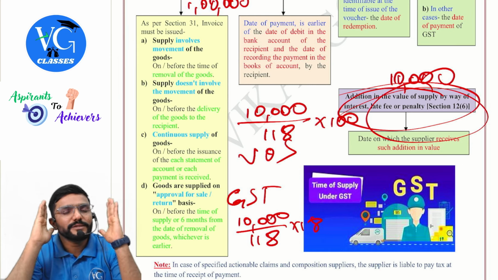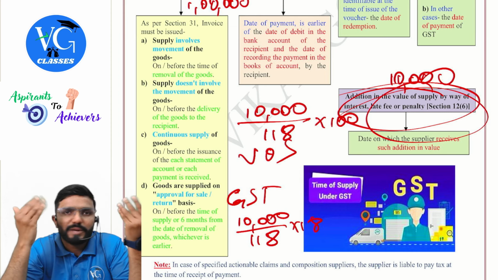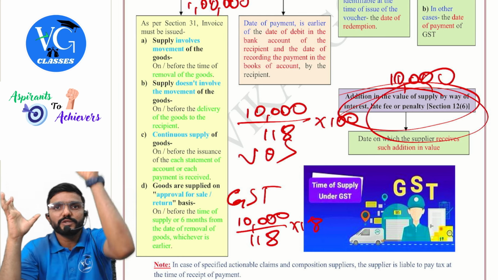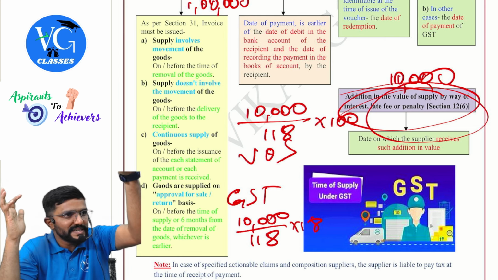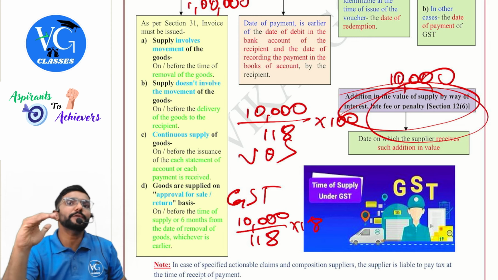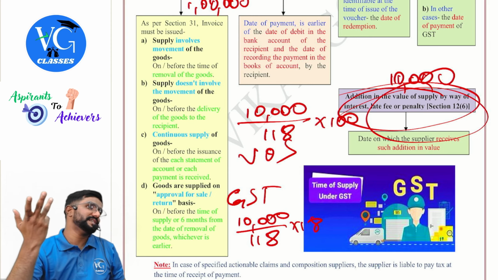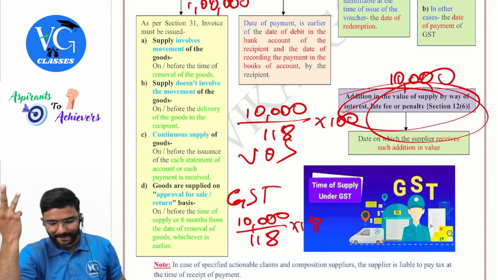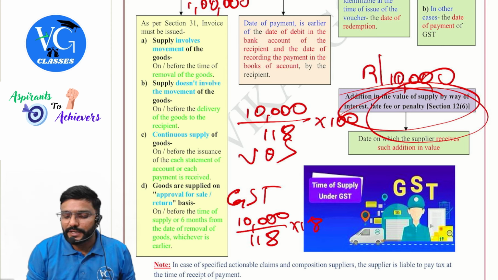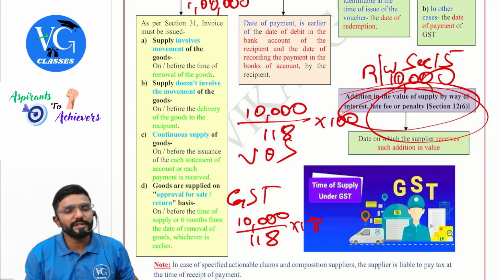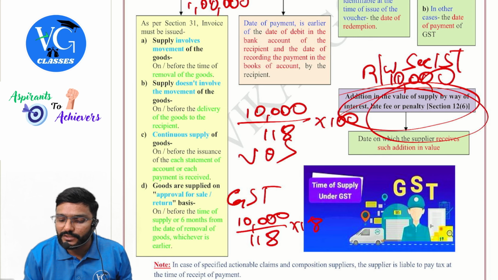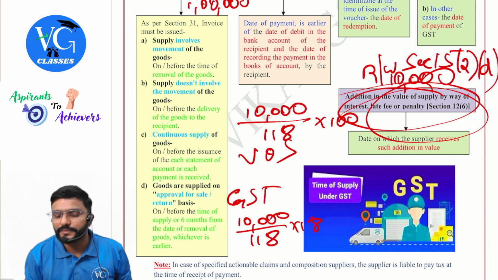Or in the question, if they have specifically given inclusive or exclusive, please follow the same. If the question is silent, while solving the question, take it as inclusive of GST and do reverse calculation. Just give a note telling it can be considered as exclusive of GST also. Clear? Yes. So you can just mention read with section 15, because section 15 talks about value of supply.